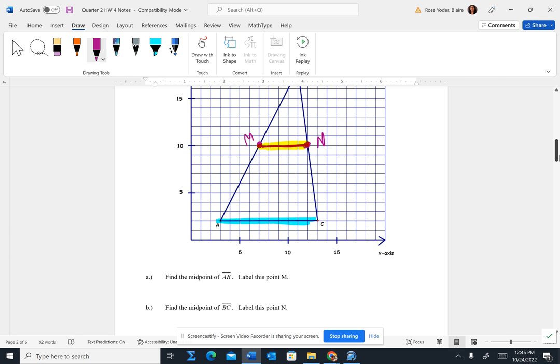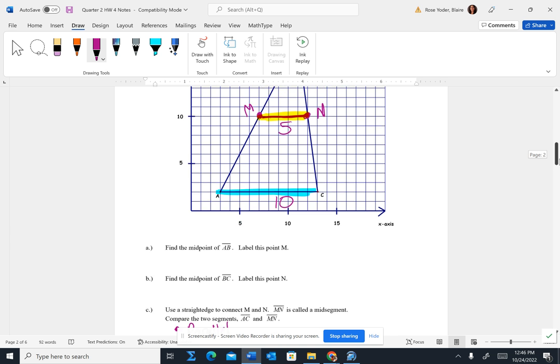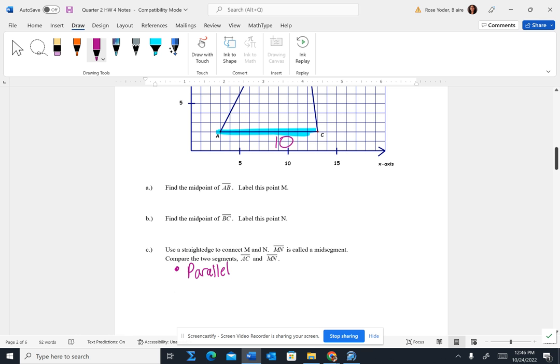So MN, since it's horizontal, I can easily count and see how long it is. It's 5 units long. AC, let's see, 1, 2, 3, 4, 5, 6, 7, 8, 9, 10. 10 units long. So when you compare the length, you can see that not only is MN parallel to AC, but MN is half the length of AC. So these are two facts that we're going to use about midsegments moving forward.